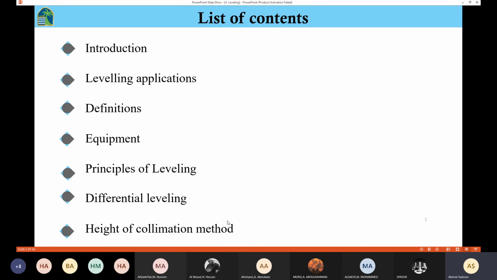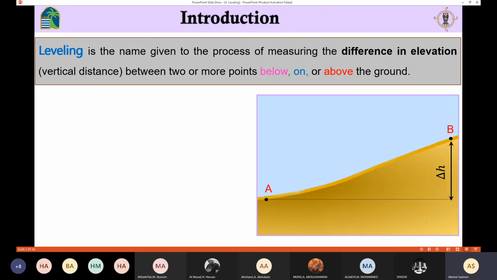We have two main methods in order to perform leveling. One of them is the height of collimation method. But before that, first we need to understand what it means by leveling. Remember last time we talked about the different types of distances. We have the slope distance, the horizontal distance, and the vertical distance. So leveling is the name given to the process of measuring the difference in elevation.